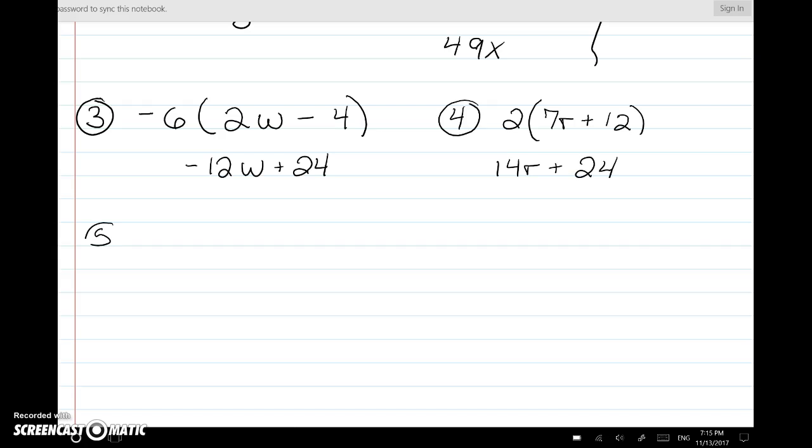And one more problem, I think. Let's do negative 3 times (negative 4x plus 6). And the answer to this one is positive 12x minus 18.